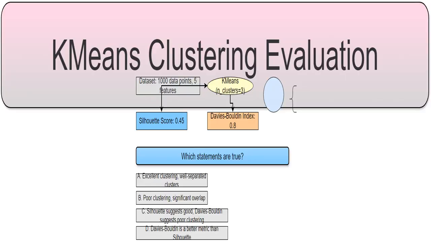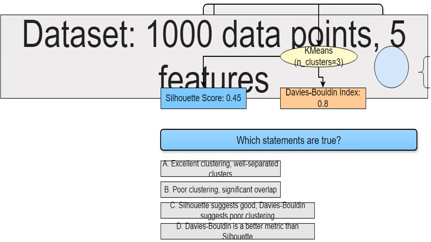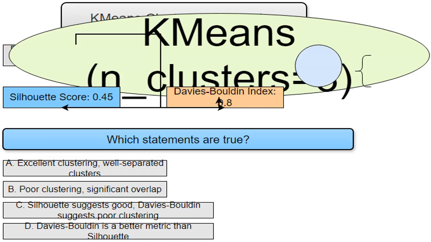I'm evaluating the quality of a K-means clustering result. K-means is a popular algorithm that groups similar data points together. This evaluation focuses on how well the algorithm did its job. I'm working with a dataset containing 1,000 individual data points. Each data point is described by 5 different characteristics or features. Think of it like describing a person with 5 attributes: height, weight, age, shoe size and hair color. Each data point is a person, with the 5 attributes as the features. I used the K-means algorithm to group these 1,000 data points into 3 distinct clusters. The n_clusters equals 3 part means I told the algorithm to find 3 groups.